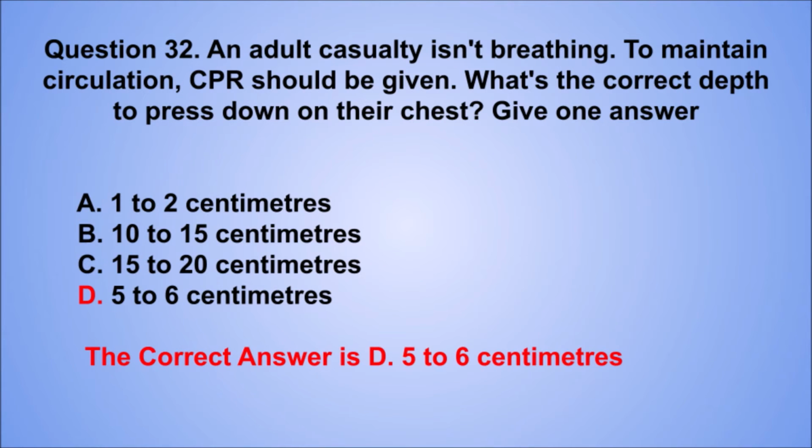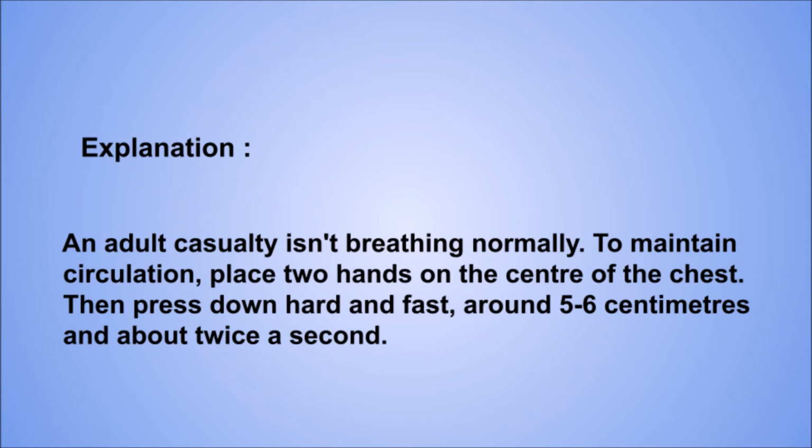5 to 6 centimeters. Explanation: an adult casualty isn't breathing normally. To maintain circulation, place 2 hands on the center of the chest. Then press down hard and fast, around 5 to 6 centimeters and about twice a second.